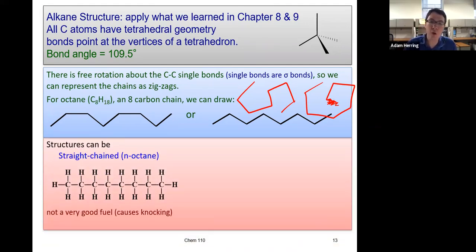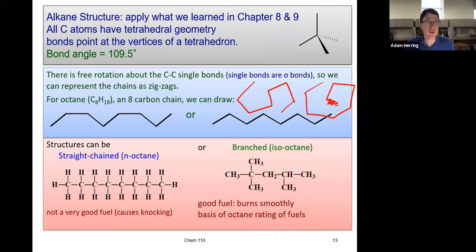We can also look at molecules in their straight chain form or their branched forms. So octane can be written as a straight chain. We also call that n, or normal octane, or as a branched molecule. This is isooctane. And the different structures will lead to different properties. We'll explore this more when looking at functional groups and when looking at intermolecular forces.